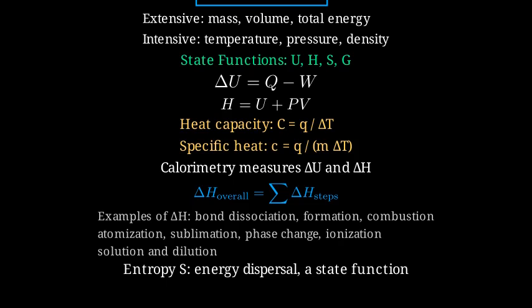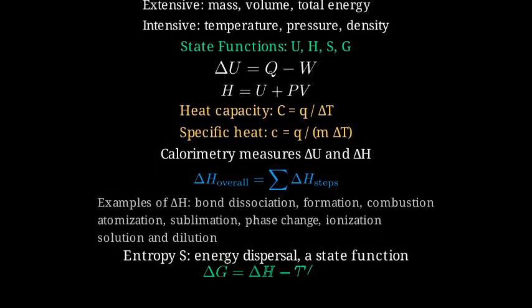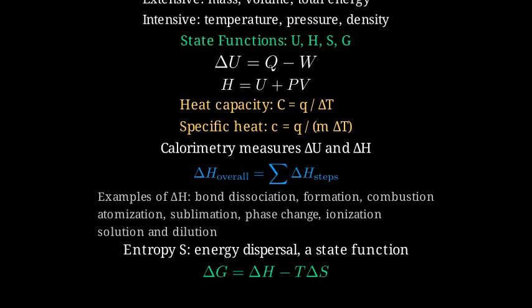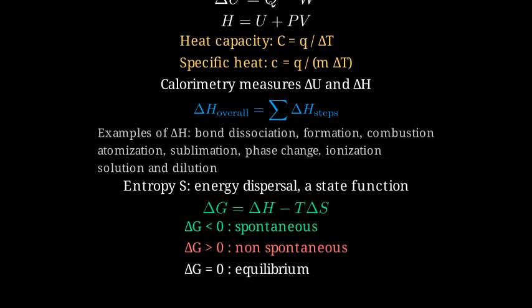The second law says the total entropy of the universe tends to increase. Gibbs free energy tells us if a process is spontaneous. Delta G equals delta H minus T delta S. The sign of delta G gives us spontaneity.